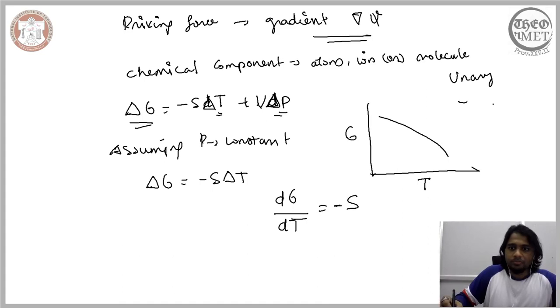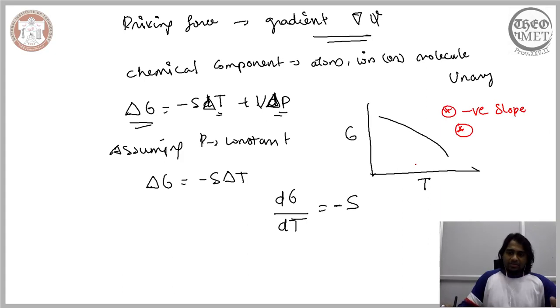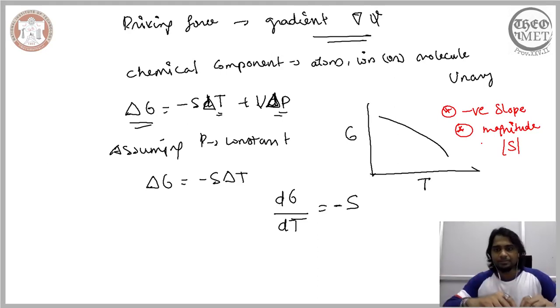In order to highlight the key points, let me use a different color. So it has a negative slope, one, and secondly, as the temperature changes. So what we see here is the slope of the curve is negative, and the magnitude of it indicates the entropy. So the magnitude of this change in the Gibbs free energy with respect to temperature indicates the entropy.